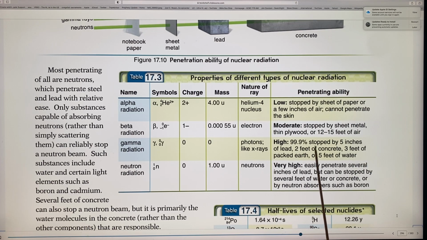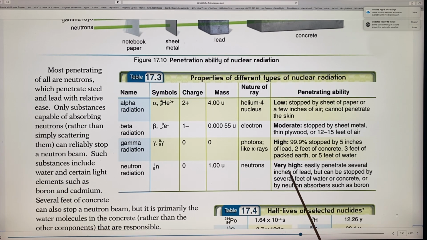So 99.9 percent are stopped by 5 inches of lead or 2 feet of concrete or 3 feet of packed earth or 5 feet of water. So this is when you have a nuclear plant, factory or something with nuclear energy. They have to make sure that they have all these. They have it very packed with concrete, and with water and everything in the midst of a nuclear plant, not just for gamma rays, but for gamma rays and the neutrons.